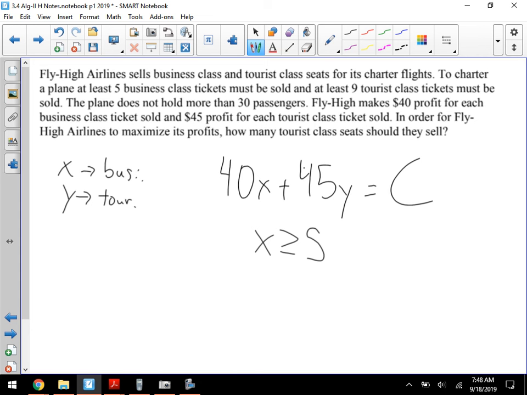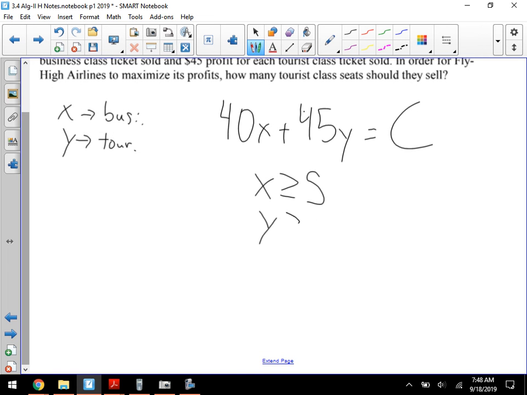For the tourist class, they want to sell at least 9. Can they sell 9? Yes. Can they sell less than 9? No. So it's greater than or equal to 9. How many seats does the plane hold? 30. Can you have more than 30? No, it will crash. But you can have some sort of combination of the two to get you there.